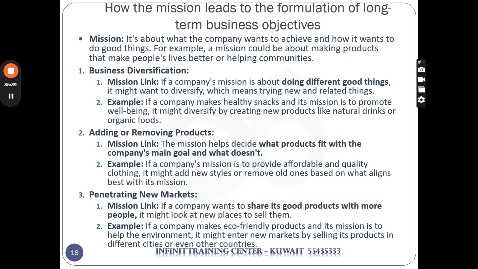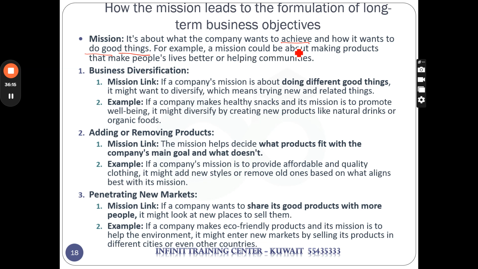Now this is another lowest term. You can find how the mission leads to formulation of long-term business objective. How mission is going to lead to formulate your long-term business objective. So we will discuss that here. Mission is about what the company wants to achieve and how it wants to do good things. So mission is all about what company wants to achieve and how they are going to achieve it.